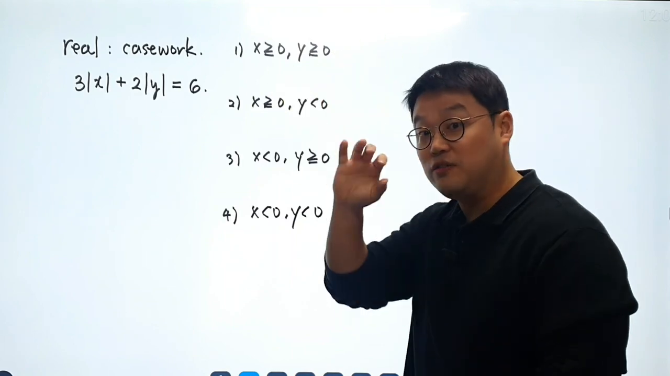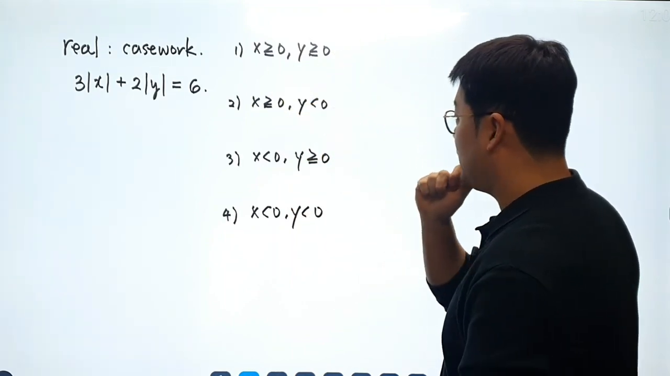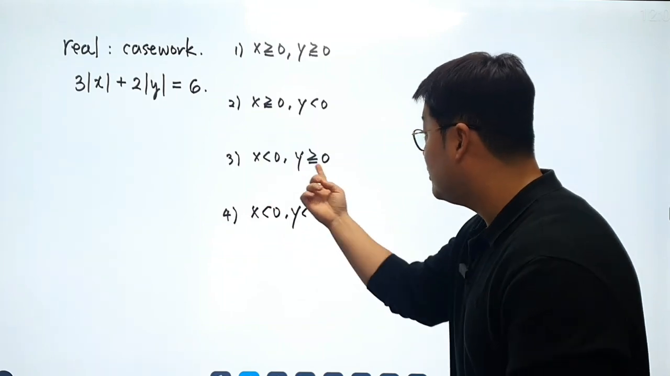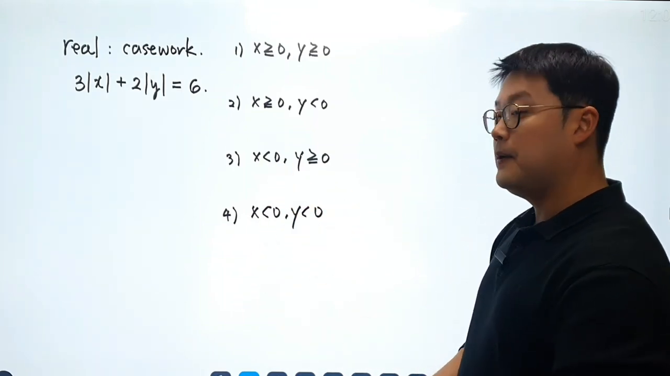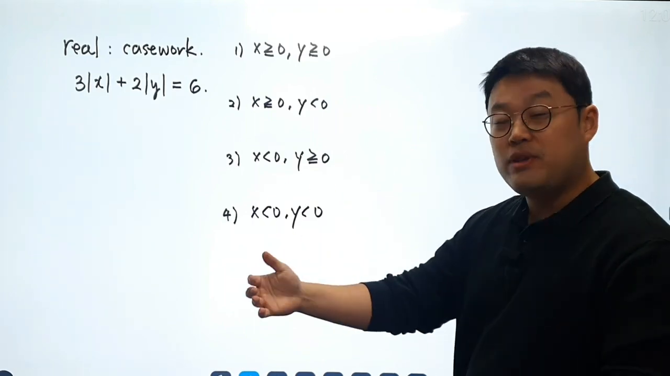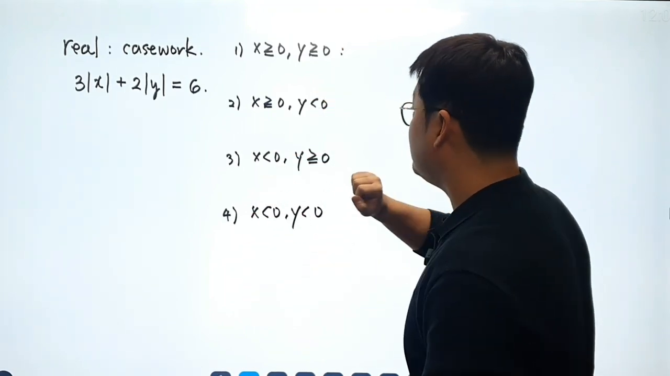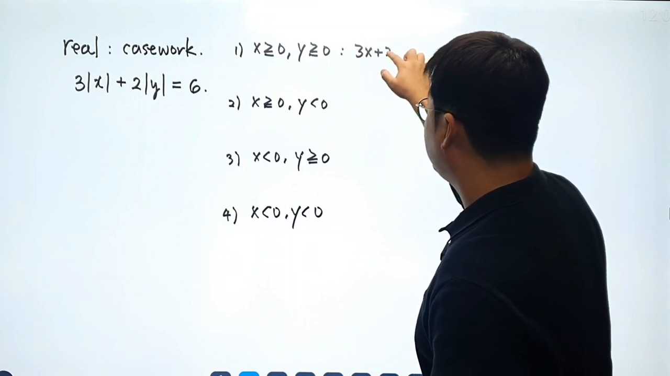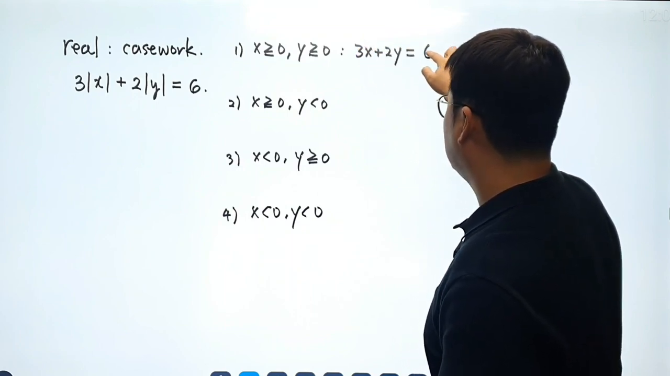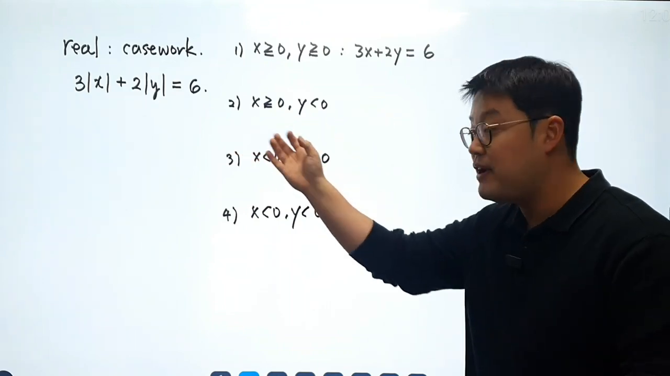The first one corresponds to the first quadrant. The second one corresponds to the fourth quadrant. The third one corresponds to the second quadrant, and that shall be the third quadrant. Okay, let's just jump into the questions. All right, so we got 3x plus 2y, which is going to be positive 6. That's what has happened for the absolute value.